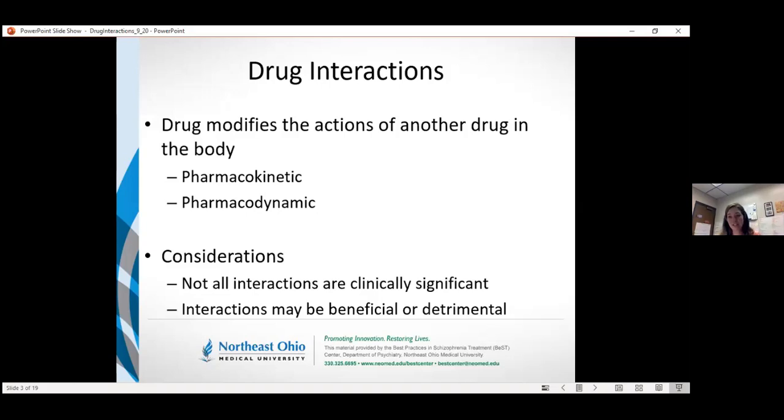Not all of the interactions are clinically significant. So just because there may be an interplay between the two drugs in the body, it doesn't mean that it's going to change things for the patient. And in some cases, it may not. Also, interactions in some cases could be really beneficial, so it might be a benefit for the patient. In other cases, it might be detrimental and something that we need to adjust so that it doesn't cause harm. So it can go in either direction.